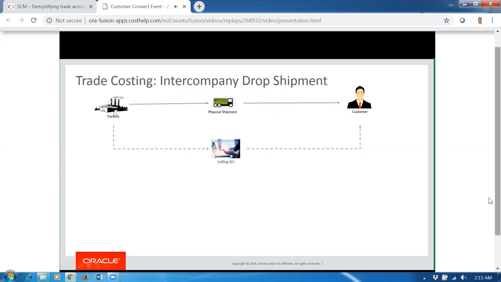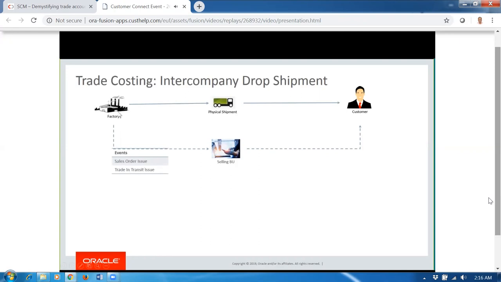So the customer is not going to pay the factory. It's the selling BU which is going to pay the factory. So there's a sell side of the trade event here, and then the buy side of the trade event on the selling BU, because logically it is getting the goods, and then it is sending them to the customer. So there's a sell trade event here, a buy trade event here, and then again a sell trade event to the customer.